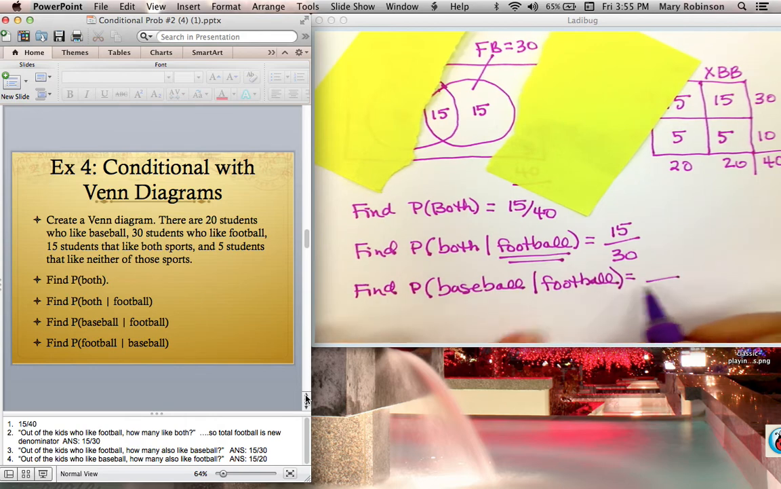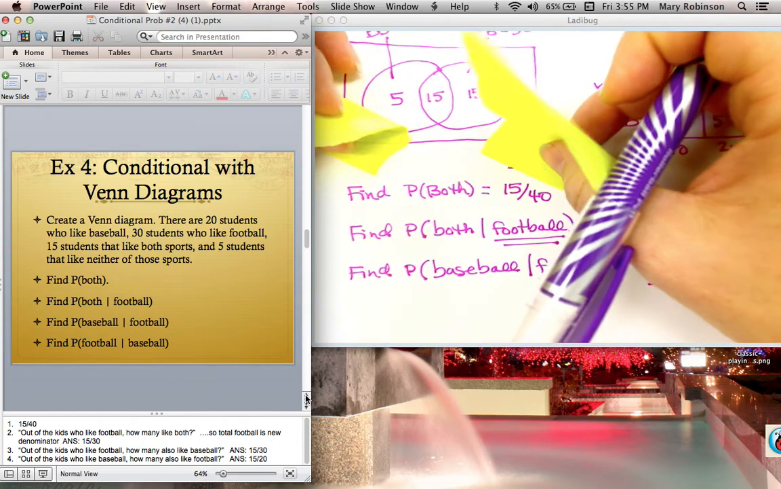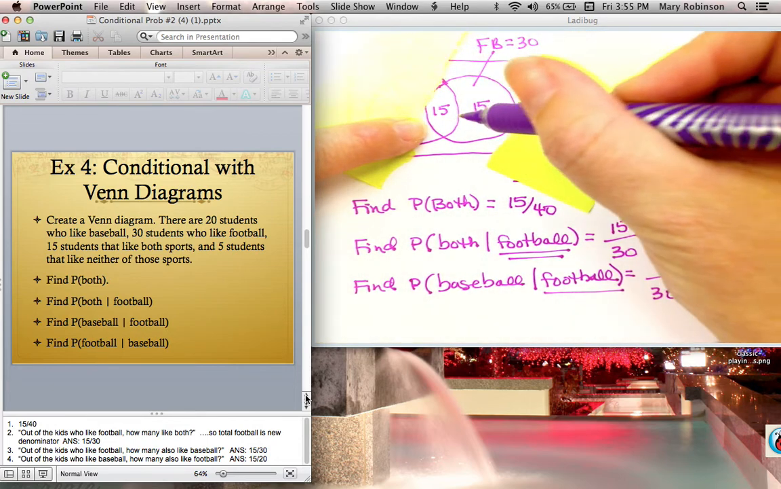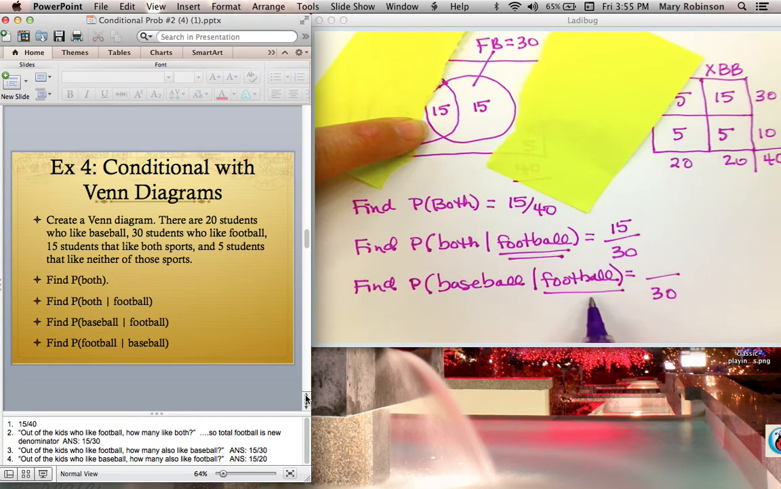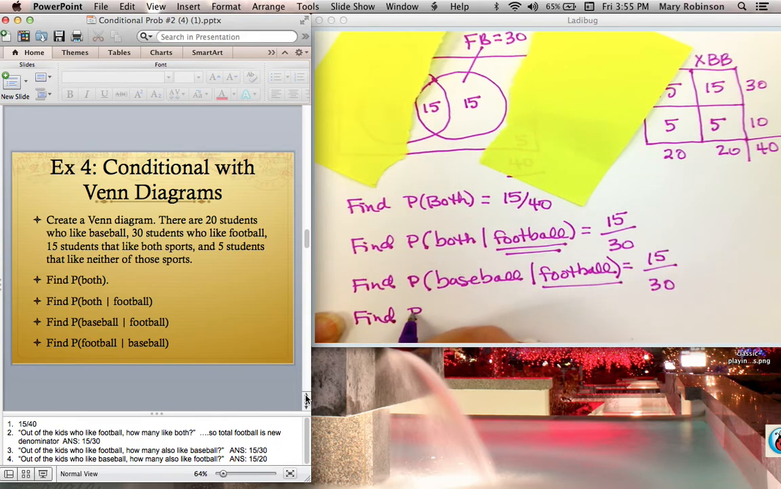So notice again, football is my given, so that is going to be my denominator. And now again, we actually do not need to move these stickies because the both are the ones that also like baseball. So of the 30 that like football, there are still 15 that like baseball. We're going to get the same thing. So basically it's two different ways of asking the same question. So it's not a totally different problem here. Just want to see if you can understand that.